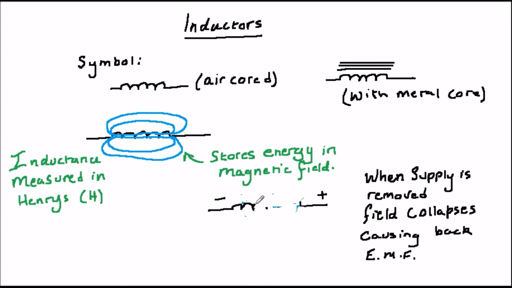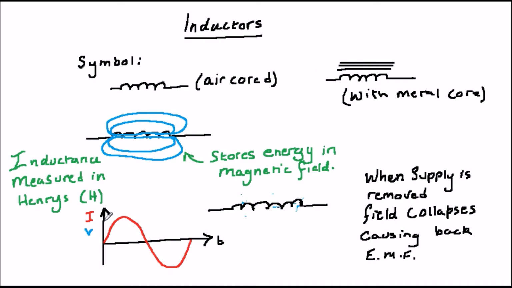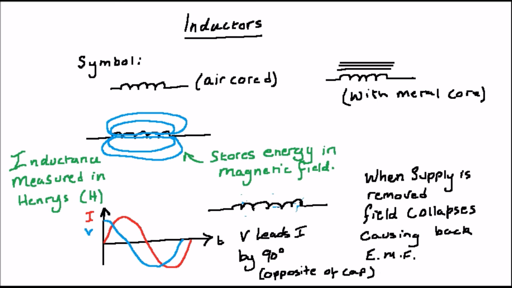Like a capacitor, an inductor does not dissipate energy. When the flow reverses, the energy contained in the magnetic field returns back to the source. Also like a capacitor, and for again rather similar simple reasons, the voltage and current in an inductor are out of phase by 90 degrees. However, this time the voltage leads the current, the opposite way round to a capacitor.